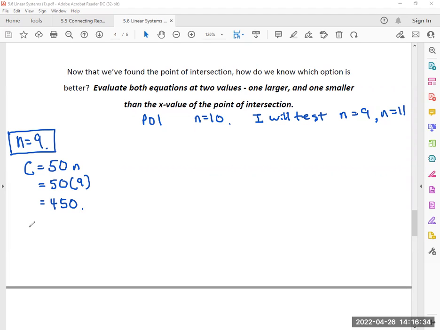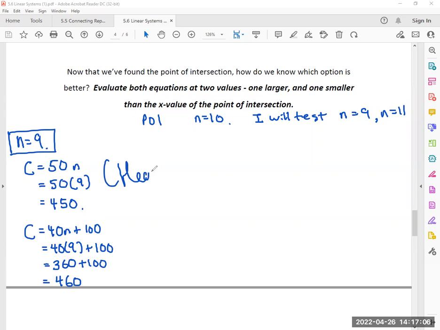Okay. C also could equal 40 times n plus 100, which means 40 times 9 days plus 100, which means 360 plus 100, which means 460. Which one is cheaper? Option A. Does that agree with my graph?